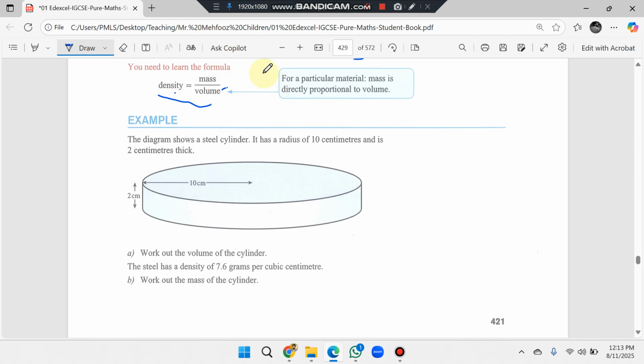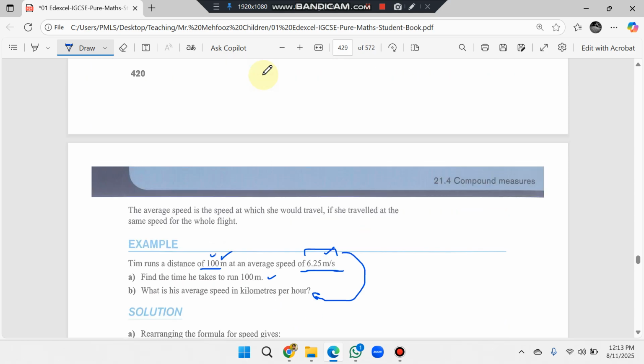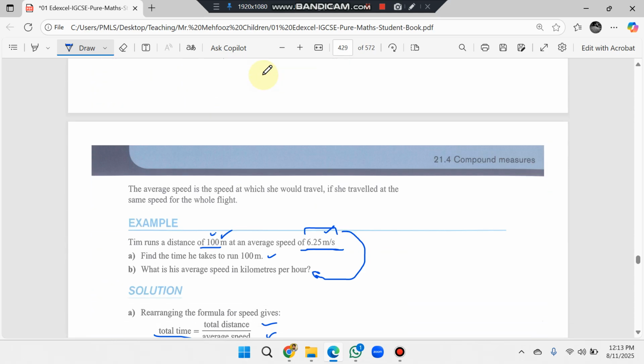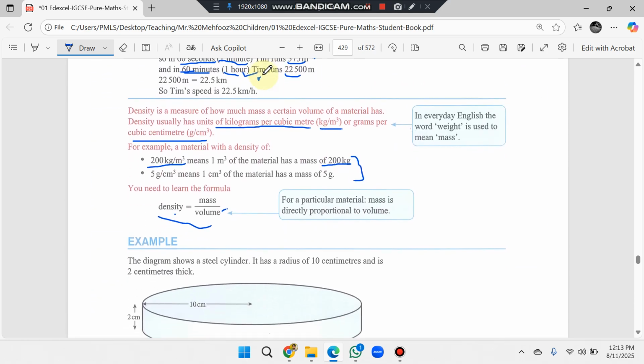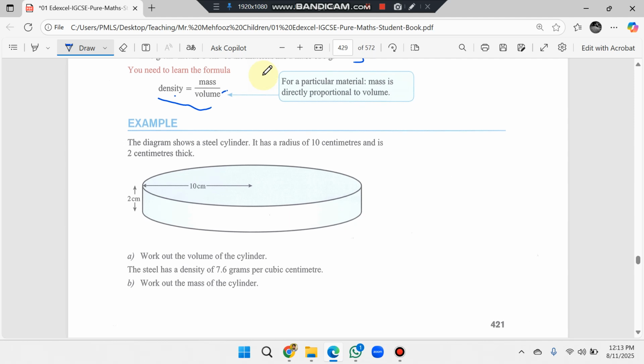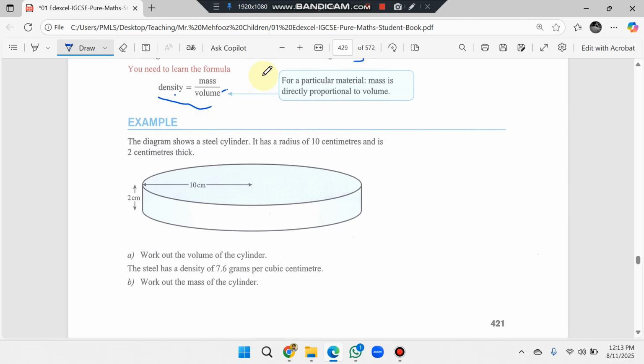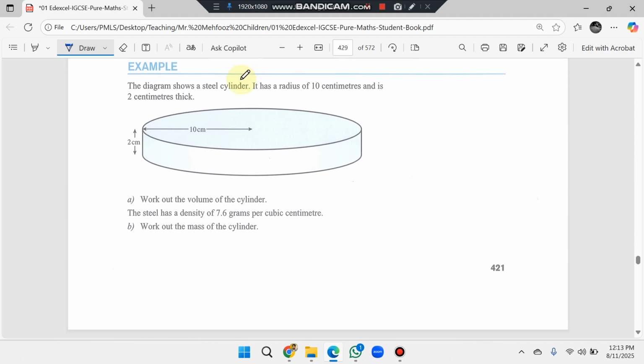In the previous example, we have three quantities, which is also called what? That is compound measures. So in this case, you also have three terms, that is density, mass and volume. So it is also called compound measures, right? So here is the example of the density.